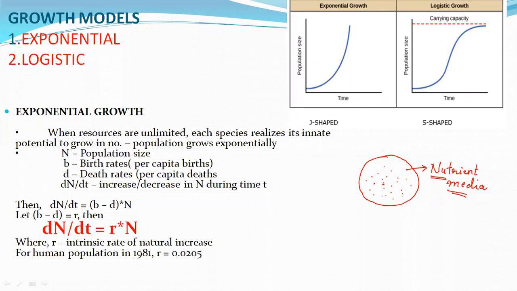Okay, there is enough nutrient present in the bread, and that is nothing but called exponential growth. When resources are unlimited, each species realizes its innate potential to grow, and the population grows exponentially. What happens is rapid growth. The rapid growth which is taking place is nothing but called exponential growth.